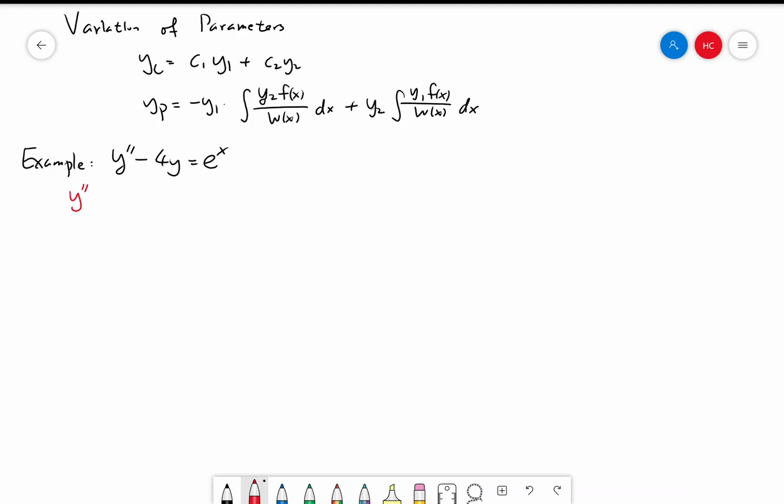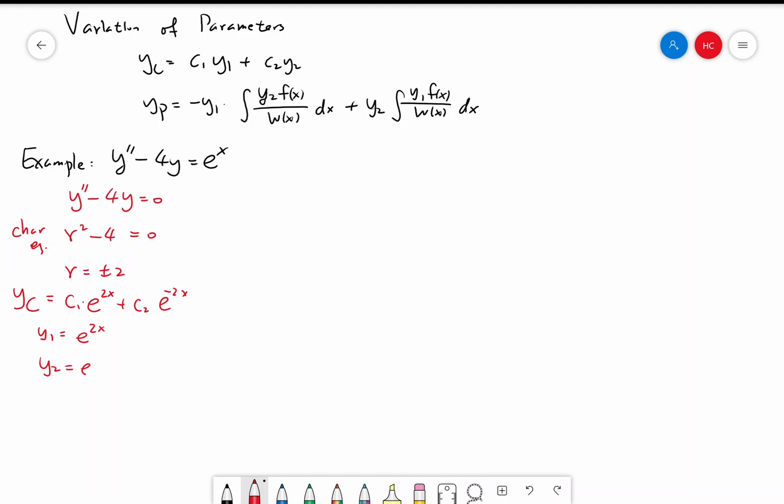So the homogeneous equation is y double prime minus 4y equal to 0, which gives you the characteristic equation r squared minus 4 equal to 0, so r is plus minus 2. So the complementary solution is c1 times e to the 2x plus c2 times e to the negative 2x. So y1 is e to the 2x, and y2 is e to the negative 2x. So we know what y1 and y2 are.